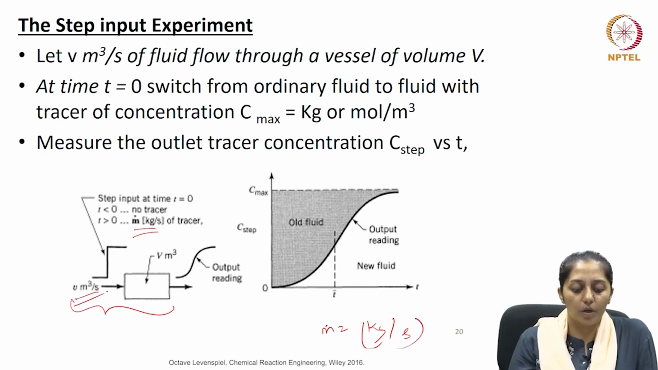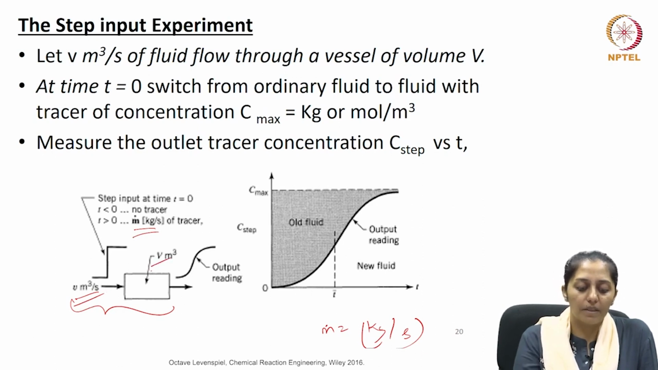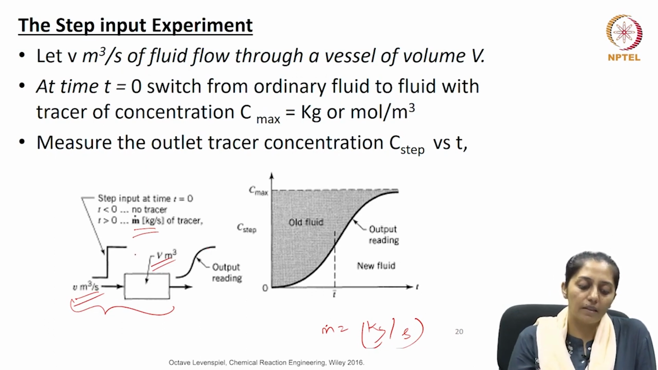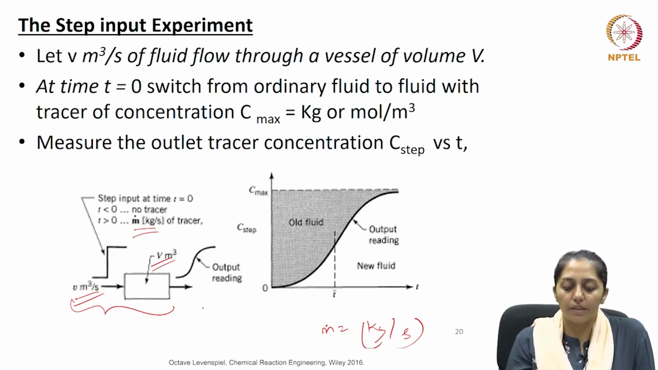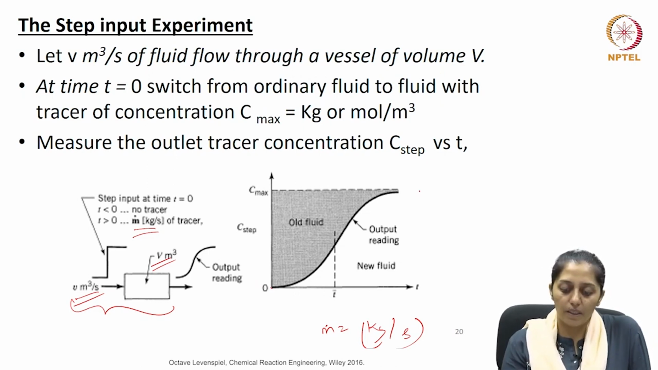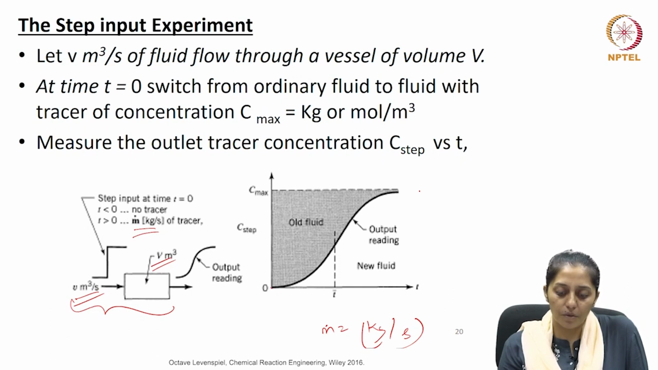Small v again is your volumetric flow rate, capital V is the volume of the reactor. So, once we start sending in the step input, we start determining the concentration of the tracer at the exit. Being a step input, the profile would look as shown here. We will call the concentration profile the C step versus time profile, and it will take a form as shown here. So, gradually the new fluid is going to take over the old fluid.